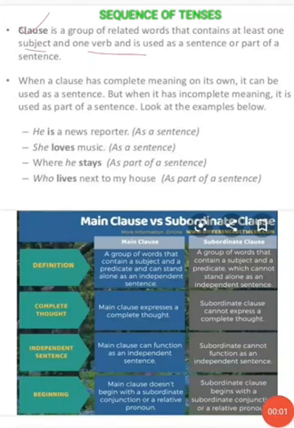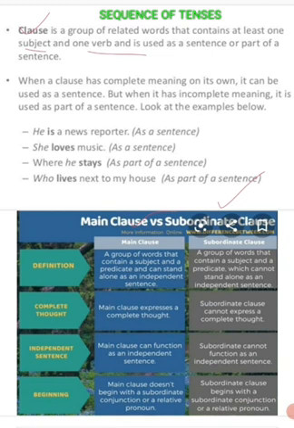Hello students, this is your English teacher Manpreet Kaur, and in this video lesson we are going to discuss the sequence of tenses. Before moving to the topic sequence of tenses, you need to first know about two different kinds of clauses, that is the main clause and the subordinate clause.